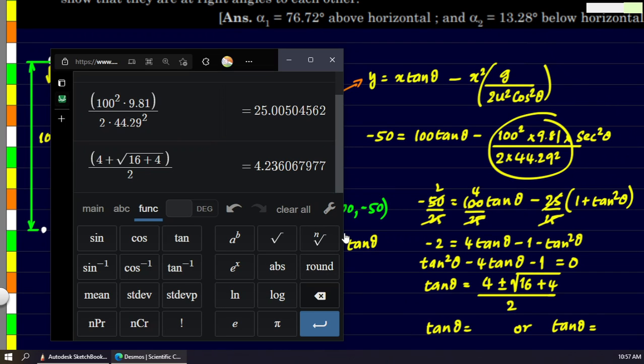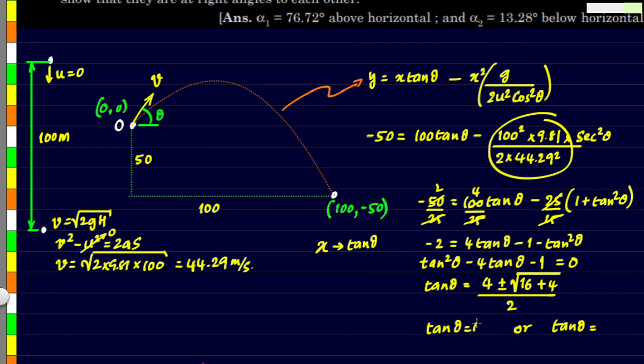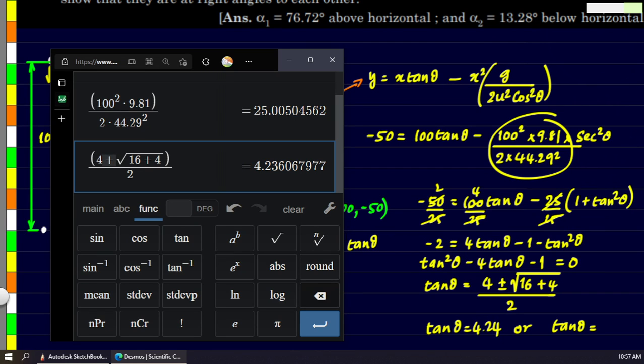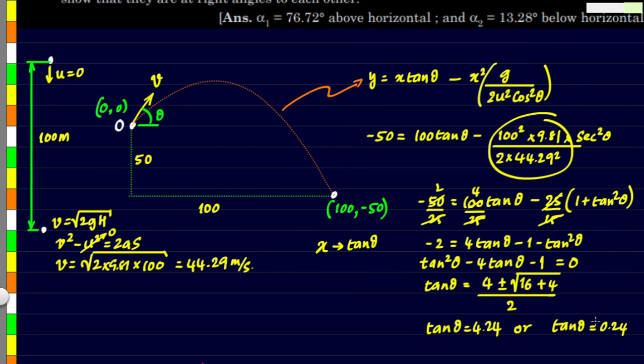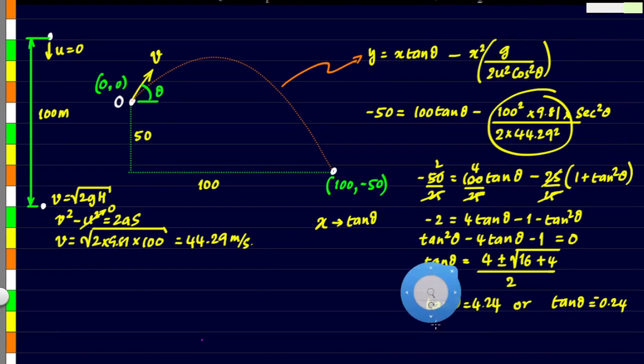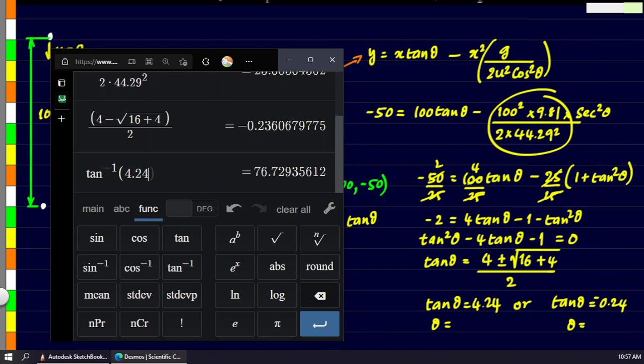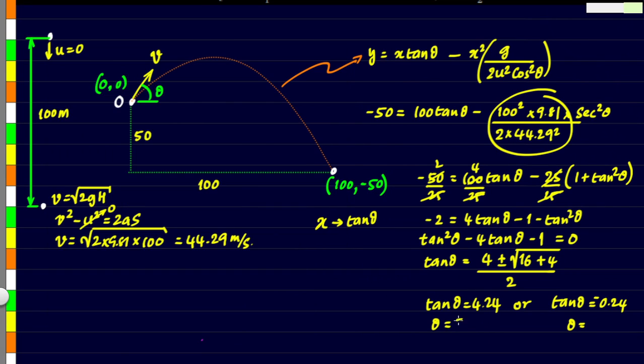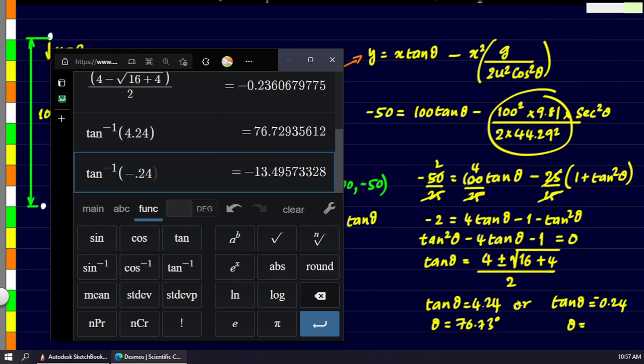So here you can see we are getting 4.24 as one of the answers, and the second answer we're going to get by putting a negative sign here, which gives us 0.24, that is of course negative. So when we put the tan inverse function, we will get two values of theta. You can see tan inverse 4.24 is giving us 76.73 degrees, and tan inverse of the other value is giving us negative 13.5 degrees.